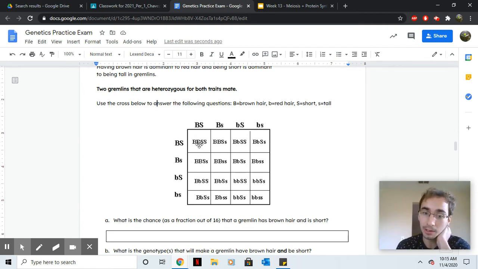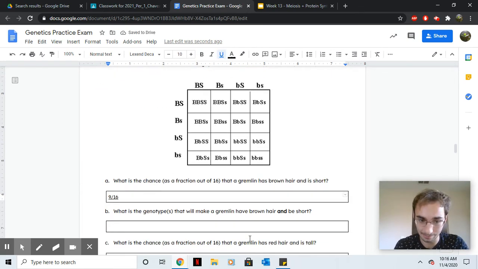So you should have gotten 1, 2, 3, 4, 5, 6, 7, 8, then 9. All the other ones have either 2 lowercase s's or b's. So 9 out of 16 had a capital B and a capital S.